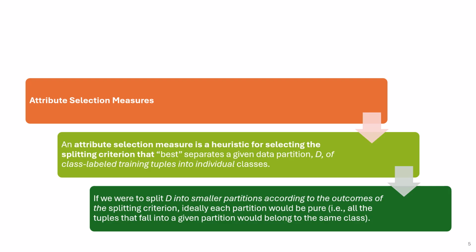An attribute selection measure is a heuristic for selecting the splitting criterion that best separates a given data partition D of class-labeled training tuples into individual classes. If we split D into smaller partitions according to the outcomes of the splitting criterion, ideally each partition would be pure. That is, all the tuples that fall into a given partition would belong to the same class.